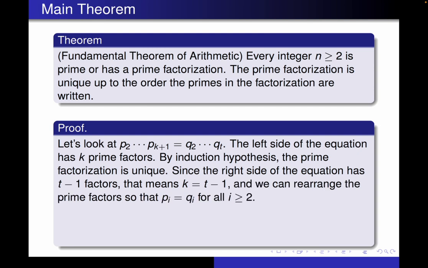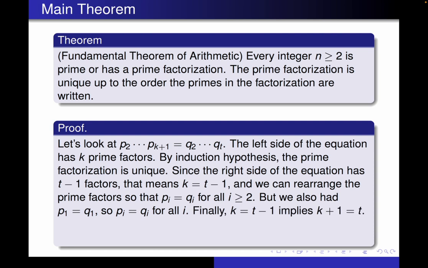But also that means we can rearrange the prime factors on the right-hand side so that pi equals qi for all i greater than or equal to 2. So between 2 and k plus 1. But remember, we also had p1 equal q1 from before, right? That was the first one that we proved was the same. That means that pi equals qi, not just for i greater than or equal to 2, but for all i.